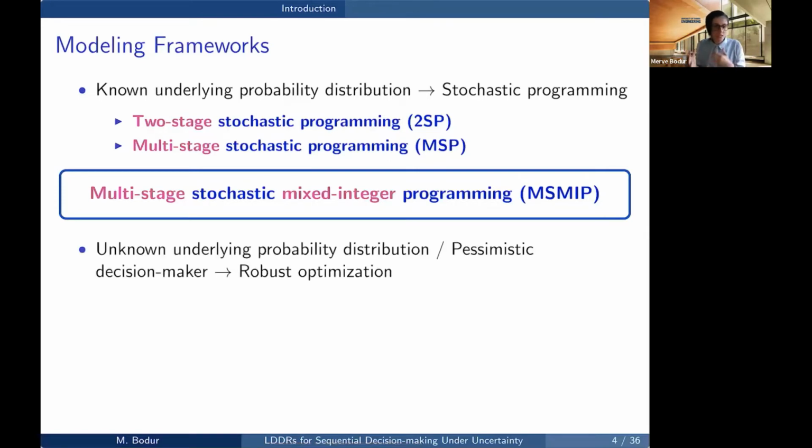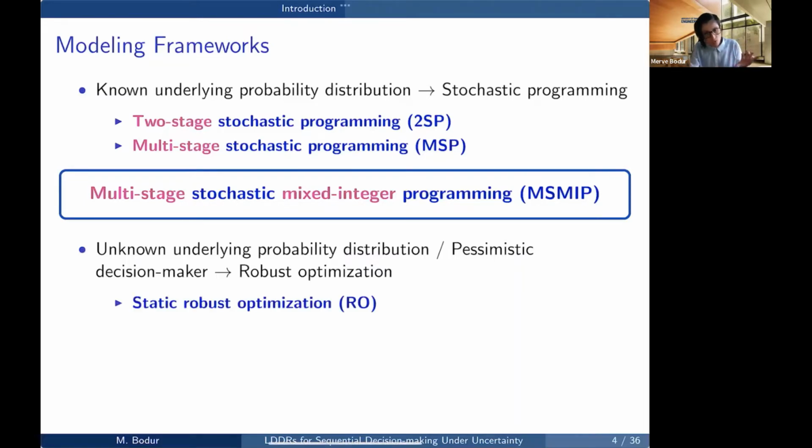On the other hand, if you don't necessarily have this underlying probability distribution information about the underlying stochastic process regarding your uncertain parameters, then you might want to follow a robust optimization approach. Or regardless, maybe if you want to take a little bit of a more pessimistic approach in terms of decision making, again, robust optimization will help you in that regard.